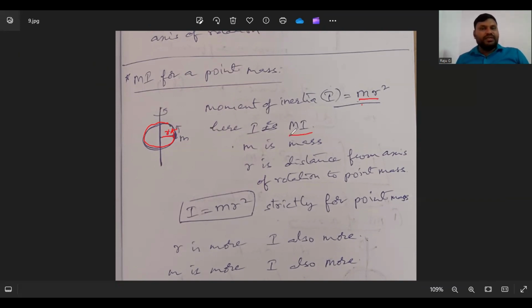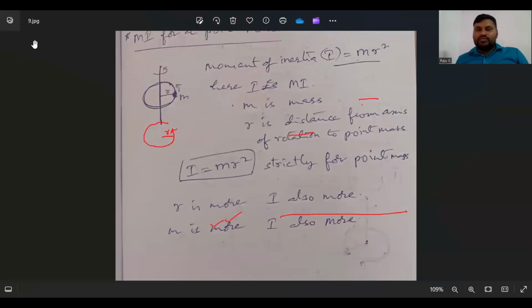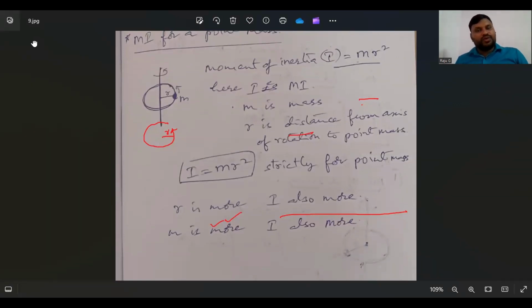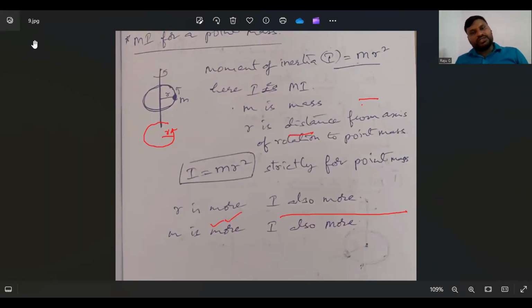Here I is moment of inertia, m is the mass, and r is the distance from axis of rotation to point mass. I equal to mr square. It's strictly for point mass. Very important, strictly for point mass. If r is more, then I also more. I means moment of inertia. If m is more, moment of inertia also more for this point mass.